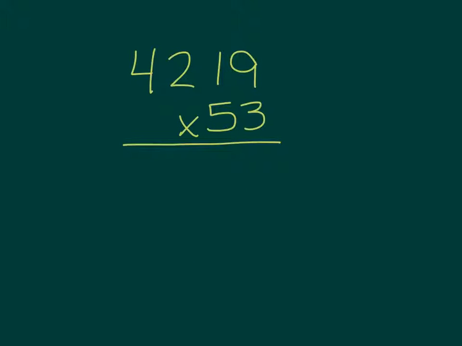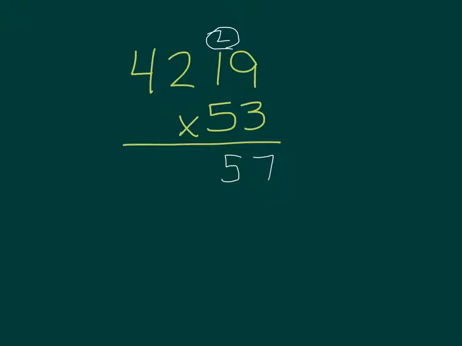So first we start multiplying the 3 by that 9. 3 times 9 is 27. And when I carry the 2, I'm going to circle it so that I don't forget to use it later. Next I move over to the tens place where the 1 is. 3 times 1 is 3, plus the 2 is 5.